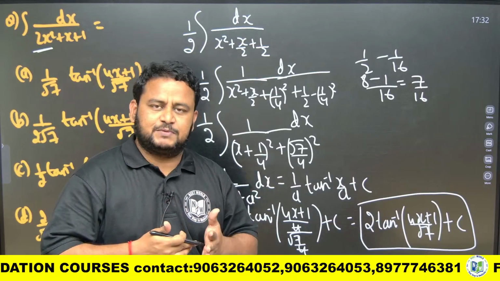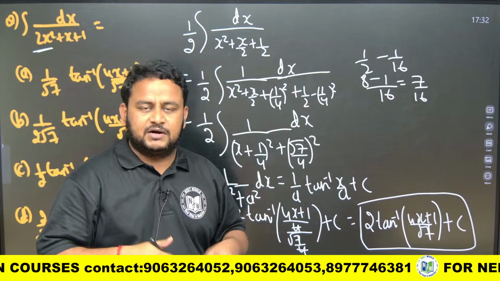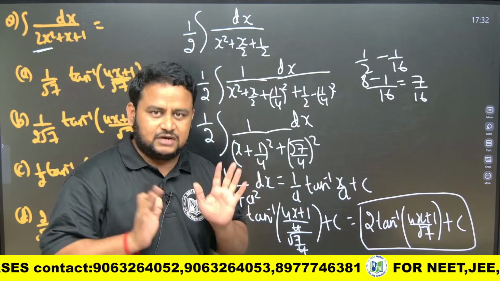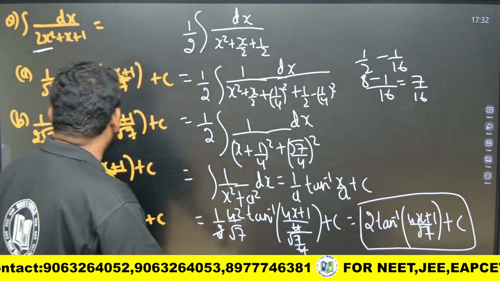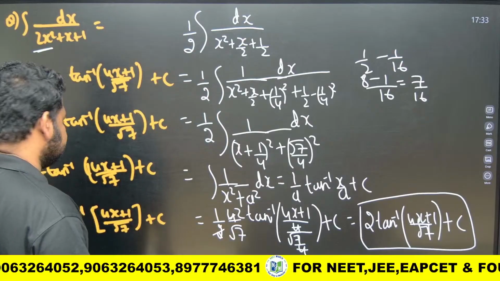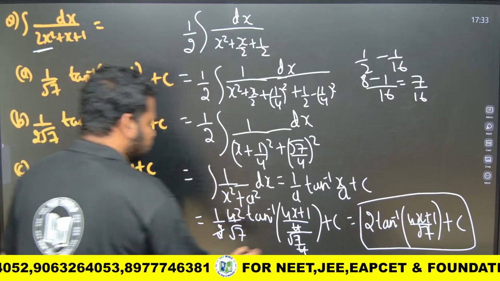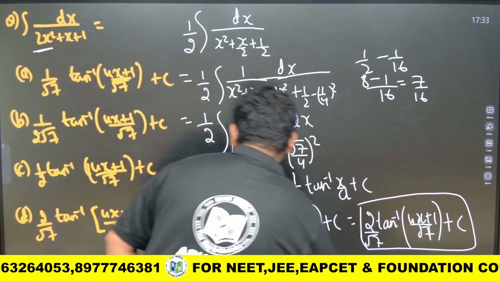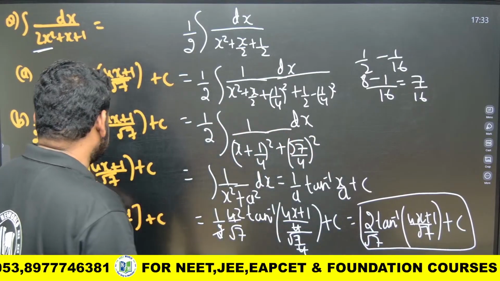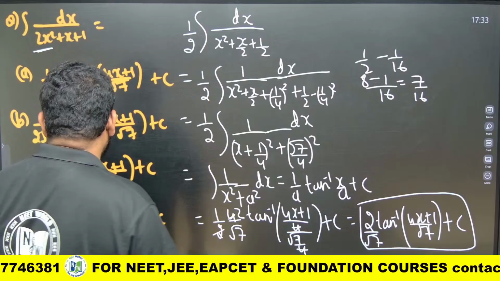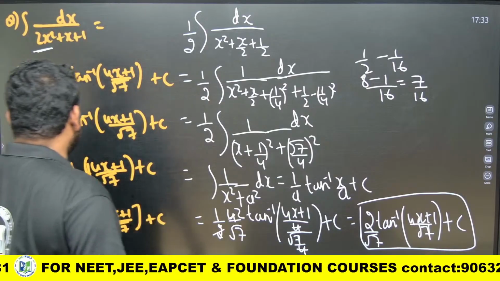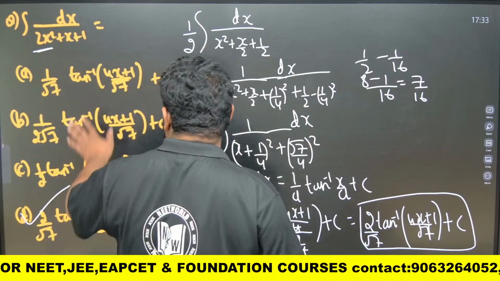Since I am explaining, it takes time for you to understand, but once you are thorough with the concepts, you can solve it very easily. Got it? So what is the option here? Actually, root 7 should come here, so it should be 2 by root 7 tan inverse of 4x plus 1 by root 7 plus c. That is option D, the right answer, friends.